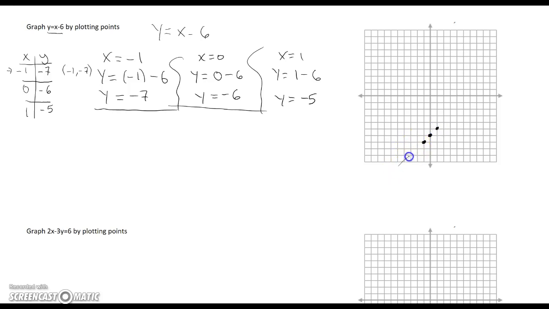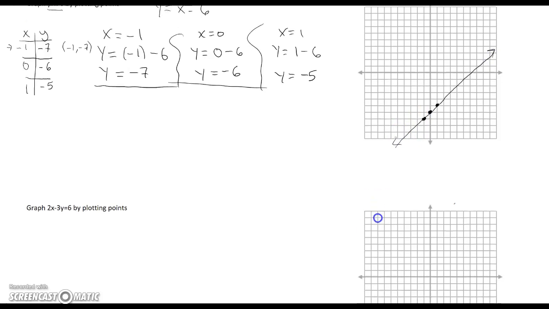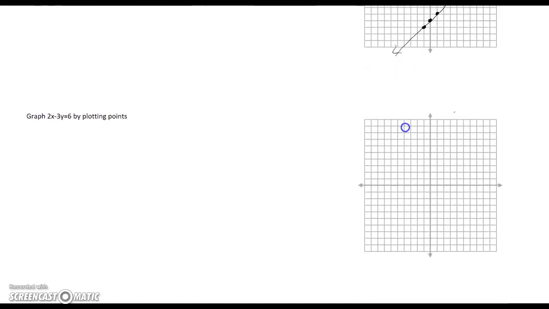And it's going to be difficult for me to make a completely straight line. I'm going to do the best I can. But we can see here's our line that goes through those. Okay? Now, take a look at this next one we're going to work on here.